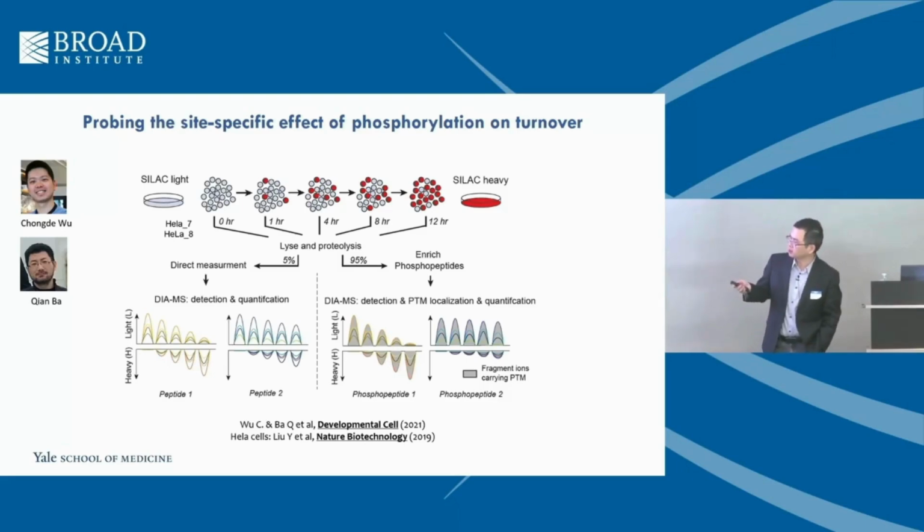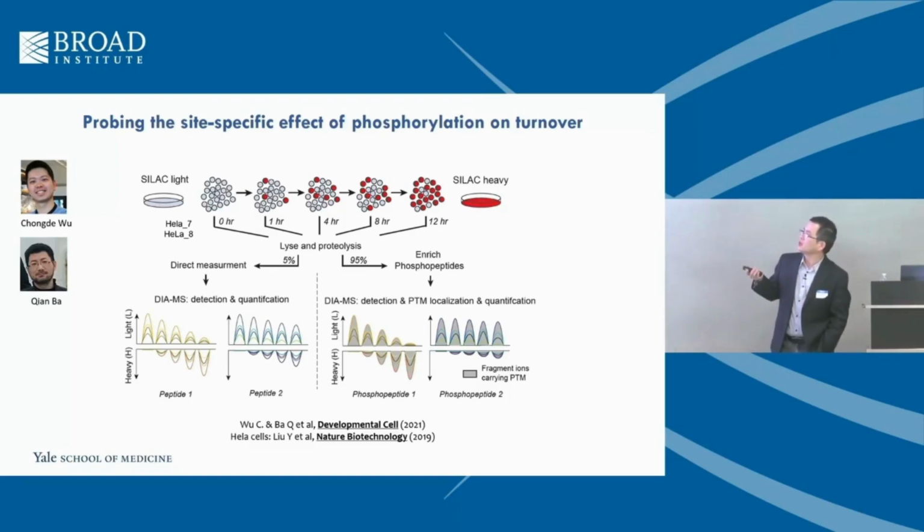So in this paper we published a few years ago, we actually performed a quite simple experiment where we look at the proteome turnover for these HeLa cells. So we culture these HeLa cells in the light medium for a few days, and then we can switch this light medium into the heavy isotopic labeled medium, the SILAC heavy medium. So with these 5 labeling time points, we can perform the direct measurement of protein turnover using 5% of the peptide digest, as I was just telling you.